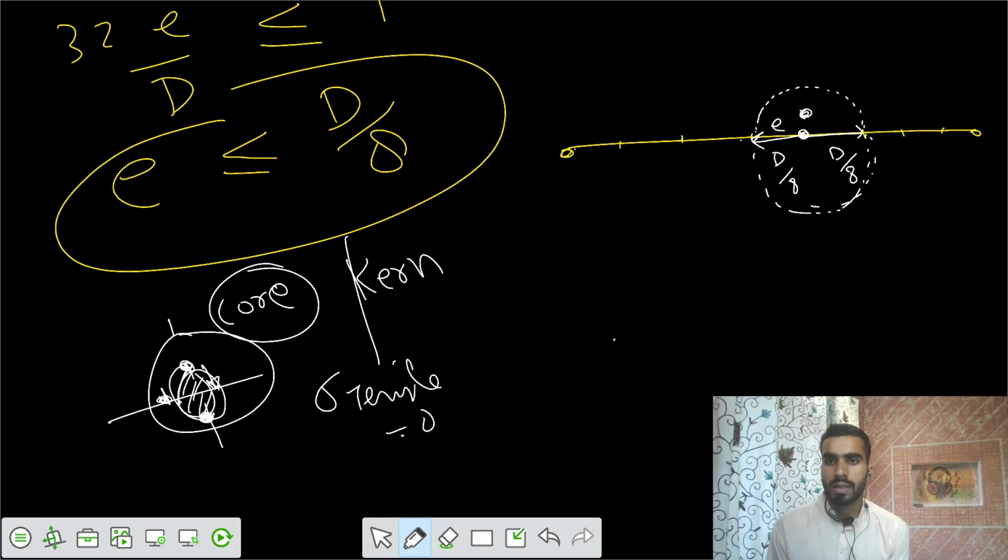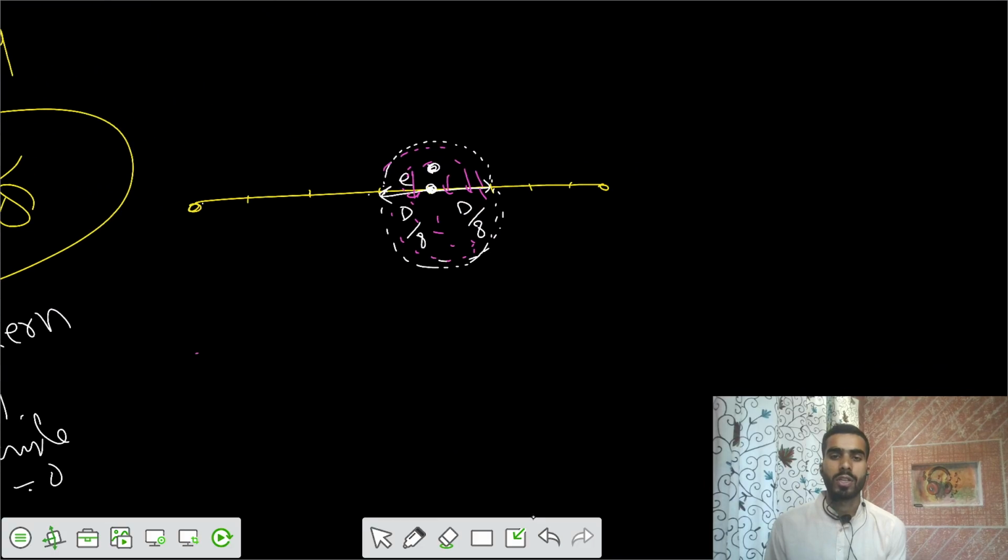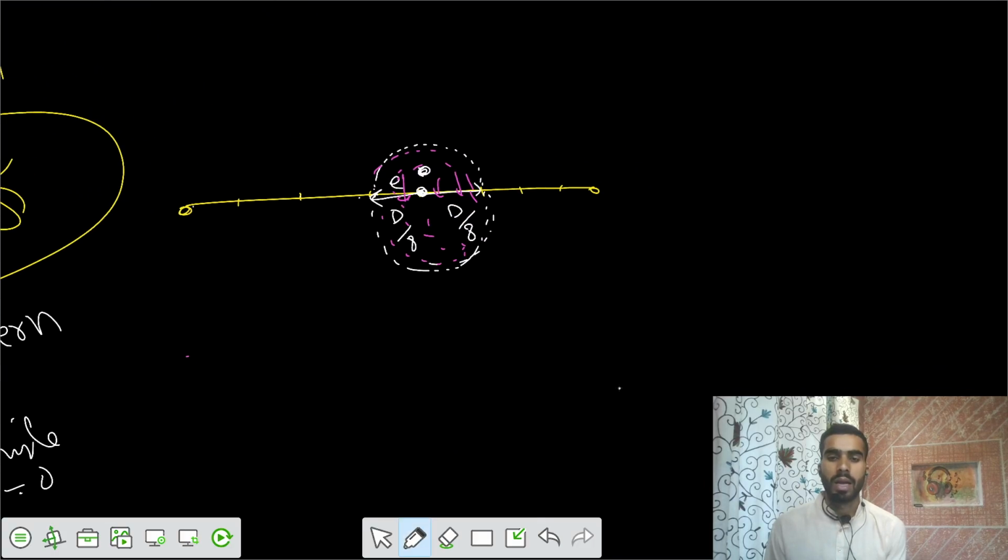So if the E is less than or equal to D by 8, that means the diameter of the core should be less than or equal to D by 4. So the load should be somewhere here, here, anywhere, but within the core. That means net tensile stresses would not be there anywhere on the entire circular cross section of diameter d.